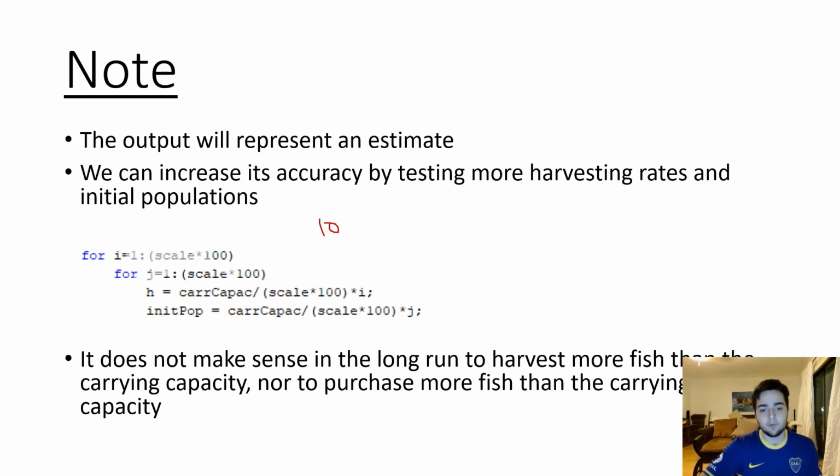Now, you might be wondering, why are we using the carrying capacity to determine our sample? Well, I just used part of the analysis we had earlier. We said that once we reach the carrying capacity, it doesn't make sense to harvest the amount of the carrying capacity every year because in the long run, you're just going to deplete the population. So this is a constraint I created. We're not going to be testing values beyond the carrying capacity. And for the second reason, it doesn't make sense to purchase more fish than your carrying capacity because you would expect them to die very shortly.